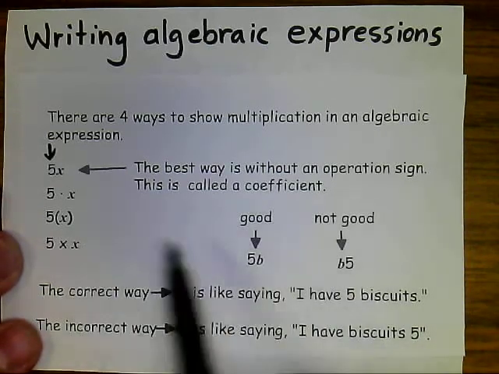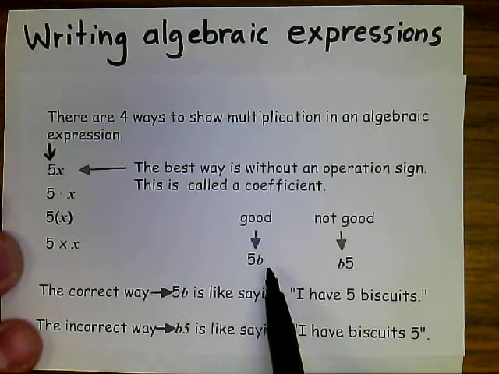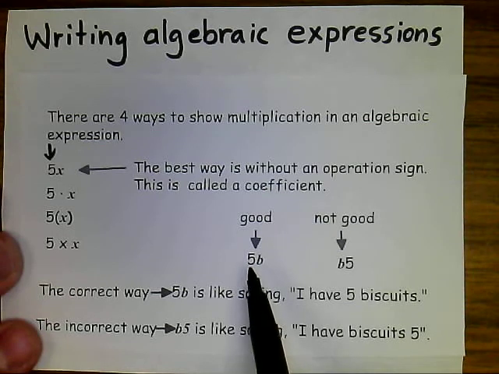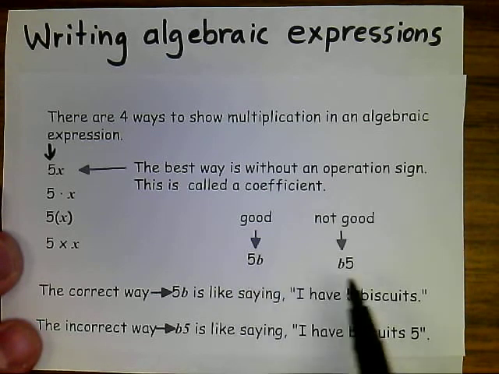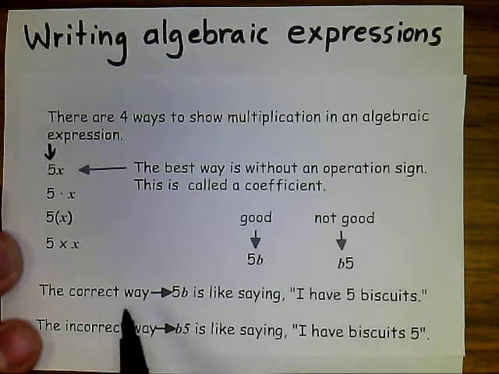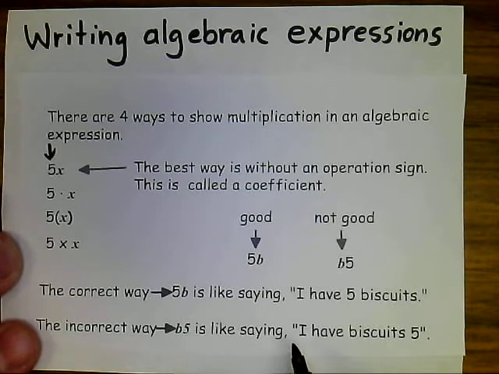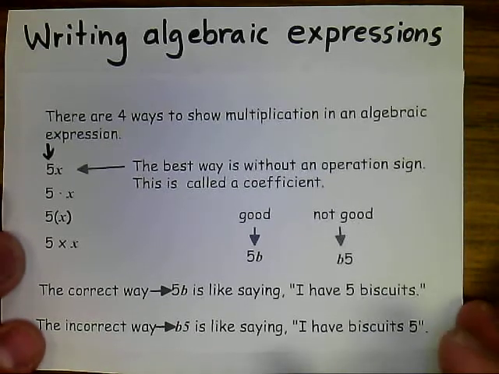Also, it's important when using a coefficient that you lead with the number. The coefficient is the number that goes first. So you would say 5b, not b5. A good way to remember that is the correct way, 5b, would be like saying, I have 5 biscuits, whereas the incorrect b5 would be like saying, I have biscuits 5.